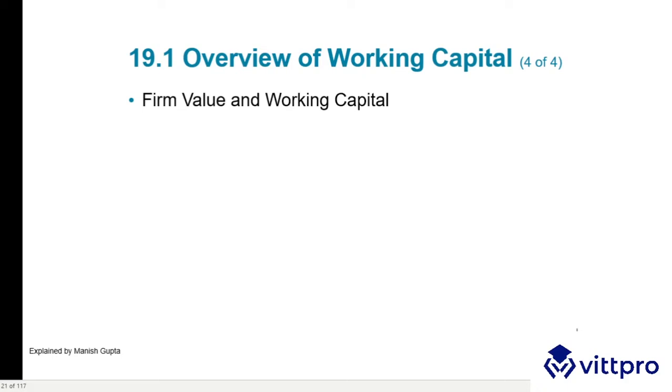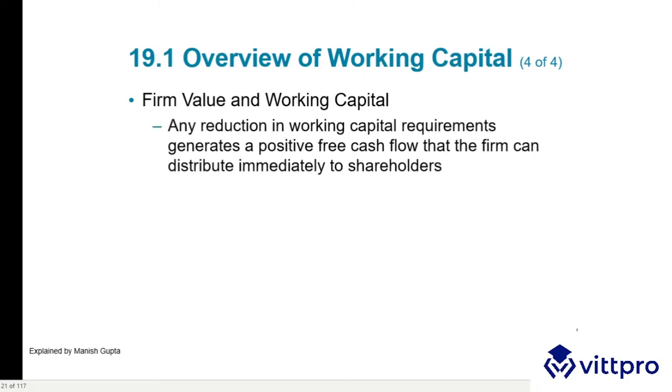How is the firm value determined by working capital? Is there any relationship between working capital and the firm value? As I explained in the previous module on capital budgeting, we were calculating the free cash flows, and we were adjusting for the working capital change, right? So any reduction in working capital requirement will increase your free cash flows. That means your ability to generate more free cash flows will increase, and ultimately the firm value will increase because of the discounting factor, right?